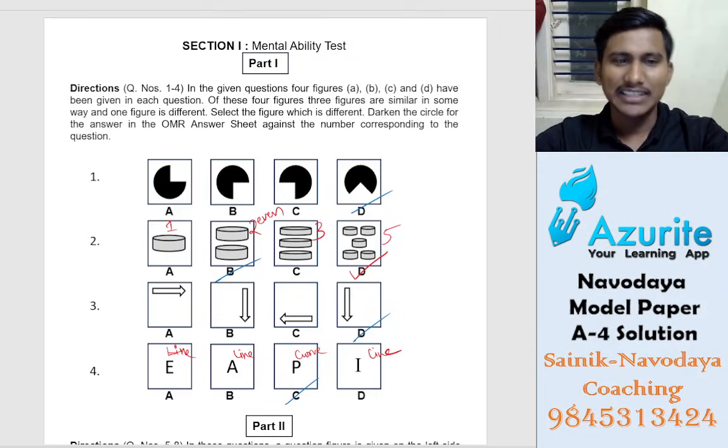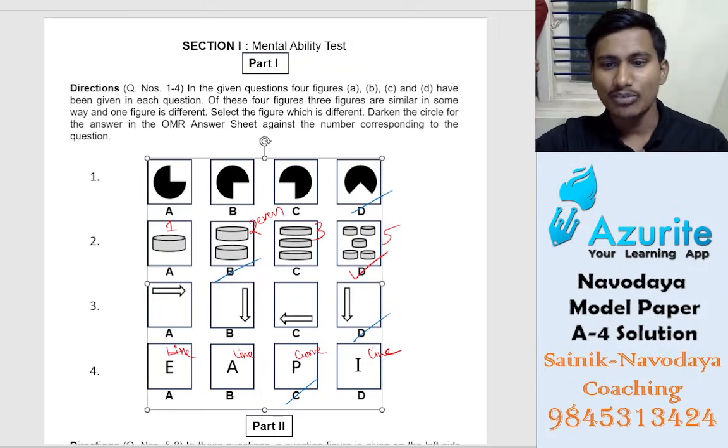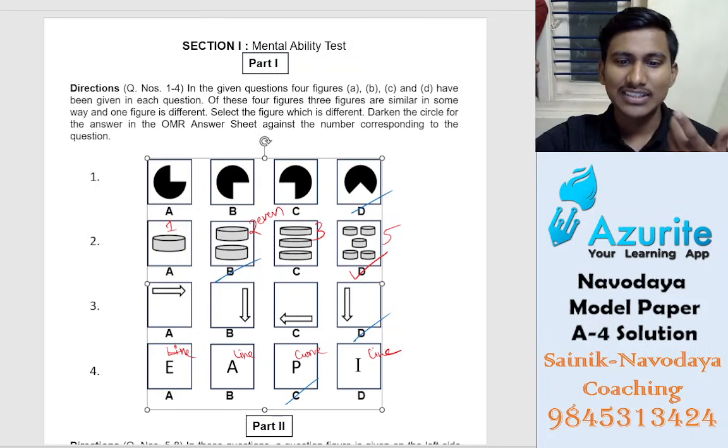The mental ability, first one is D, second one is B. Here 1, 2, 3, 4, 5 are there. So 1, 3, 5 are odd, 2 is even. That is why B is the answer here. Okay. So the third one is option D, fourth one is C.